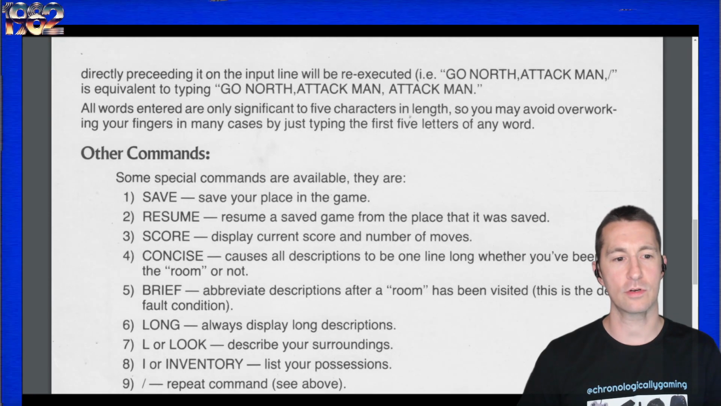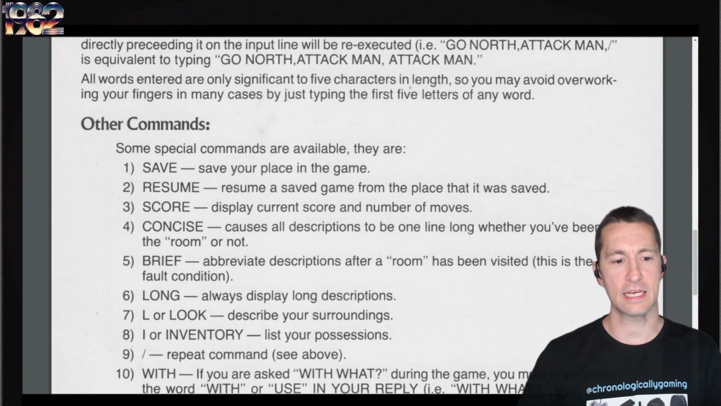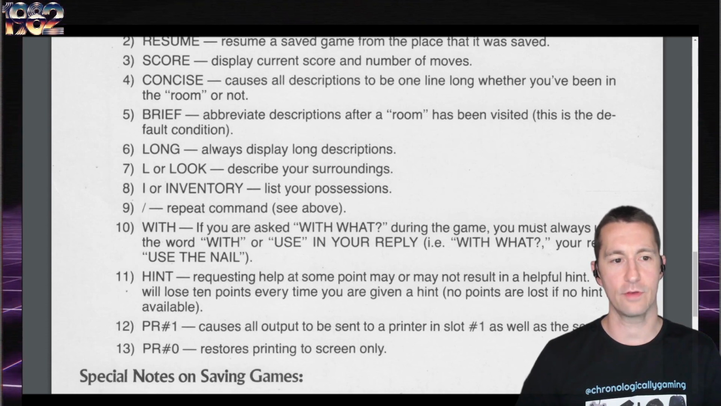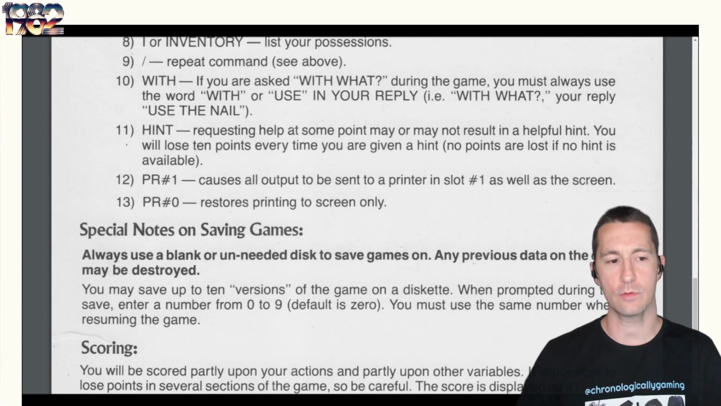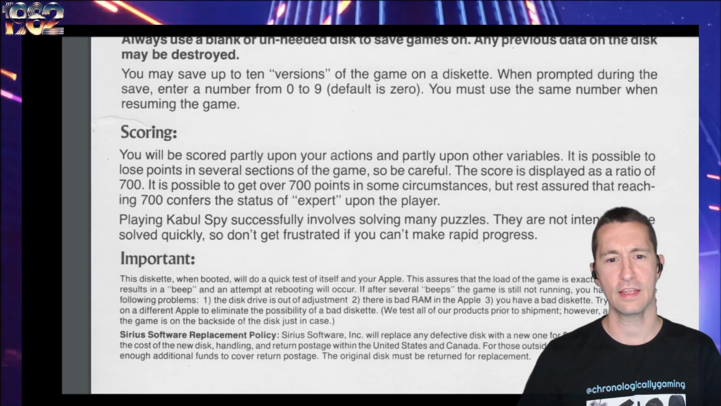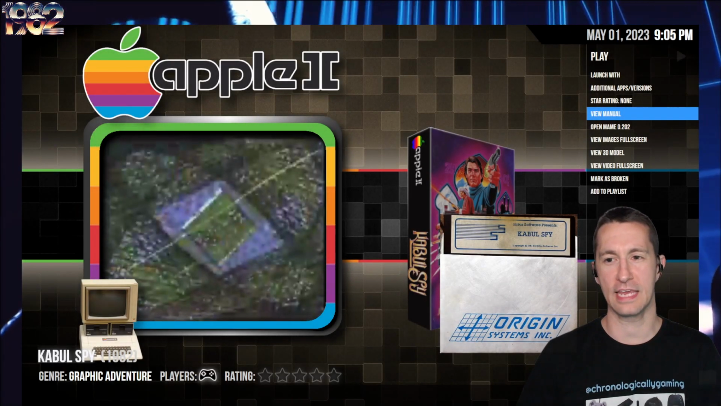And then other commands are save, resume, score, concise, and they actually give you a list here. This is pretty good. And then you can also say hint, I for inventory, L for look, the usual tropes we've seen with text adventure games. And then save. Got to make sure you save. With also scoring in the game.